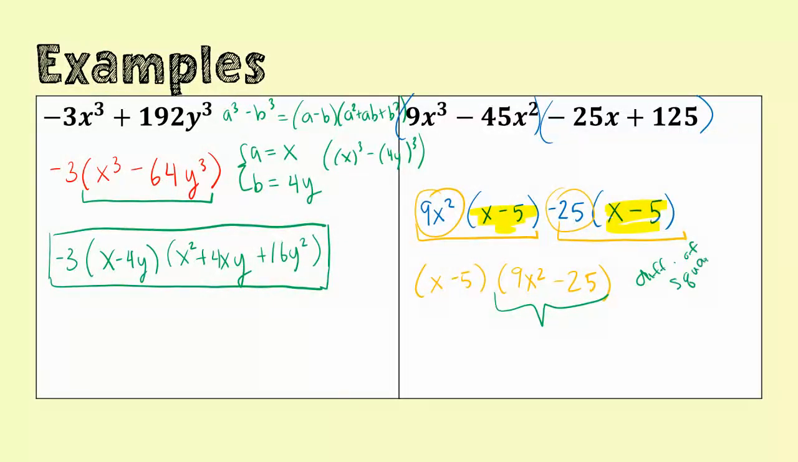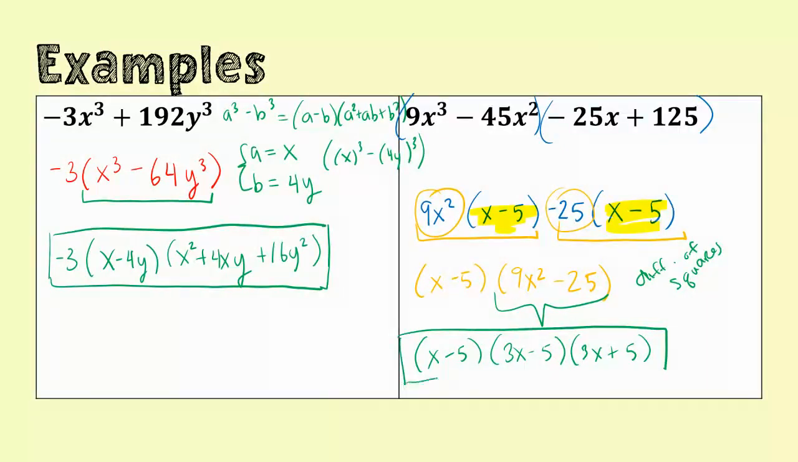Difference of two perfect squares. 9x squared is a perfect square, as is 25. So I've got x minus 5, 3x minus 5, 3x plus 5. Right? And so when you have those conjugates, it ends up making that middle term cancel, and I would end up with 9x squared minus 25. Okay, and so this is completely factored.